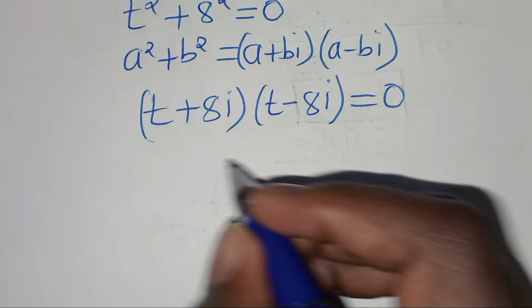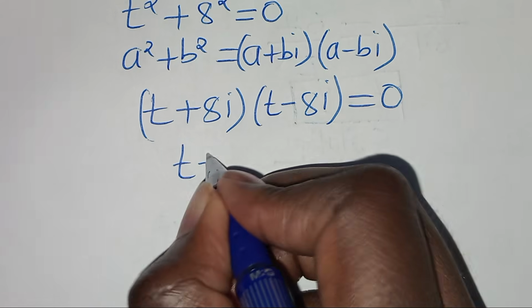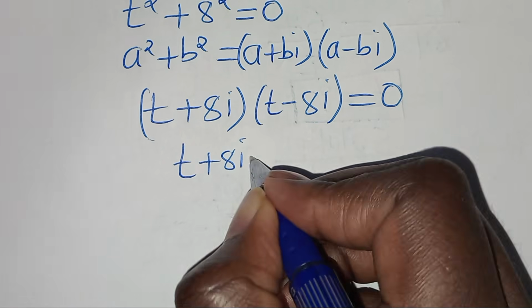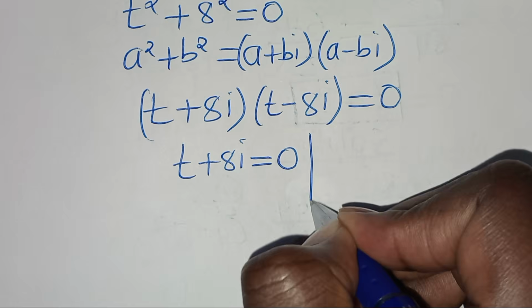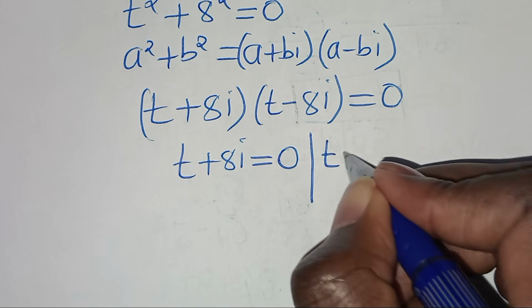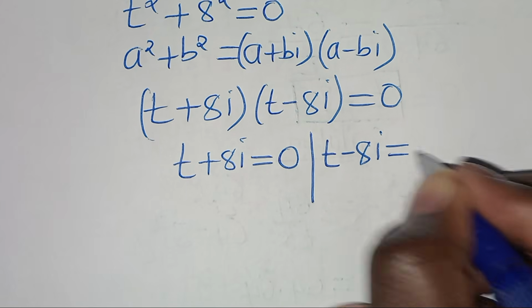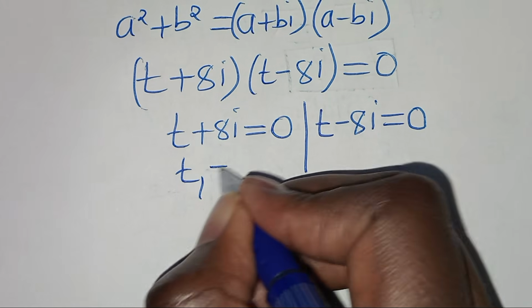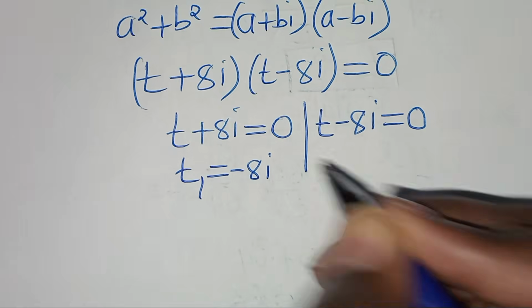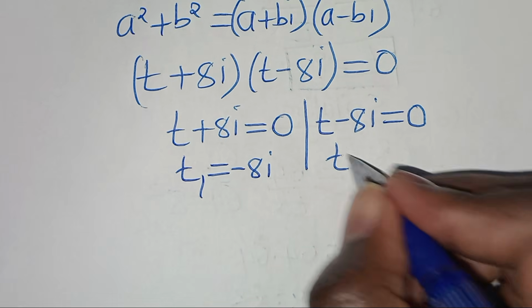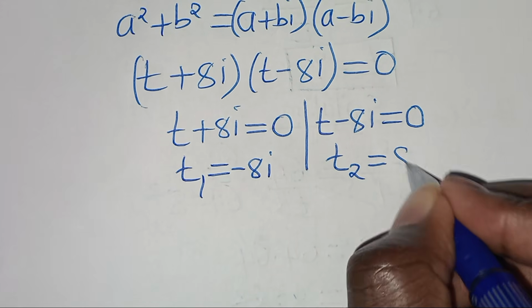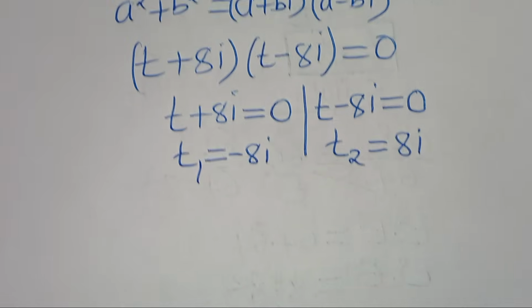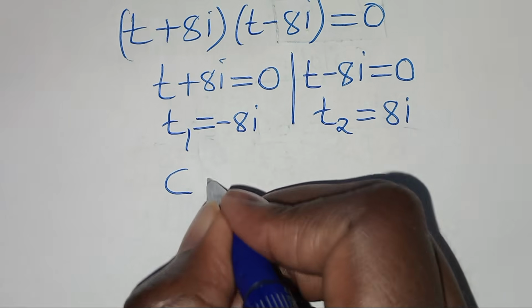So we have two parts here. The first part is t plus 8i is equal to 0. The second part is t minus 8i is equal to 0. So we have that t1 is equal to minus 8i, and t2 from here is the same thing as 8i. Let's proceed to case 2 from here.